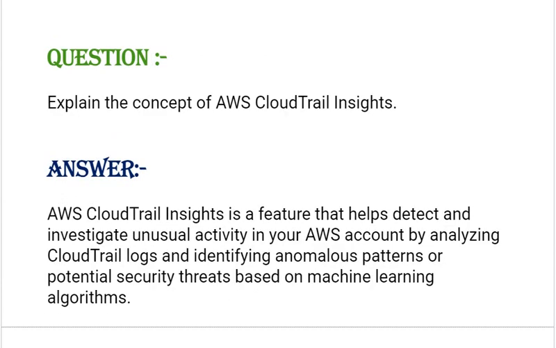Our next interview question is, explain the concept of AWS CloudTrail Insights. Your answer should be: AWS CloudTrail Insights is a feature that helps detect and investigate unusual activity in your AWS account by analyzing CloudTrail logs and identifying anomalous patterns or potential security threats based on machine learning algorithms.